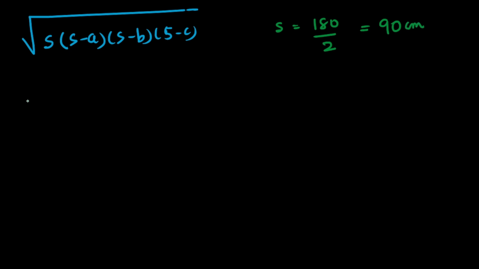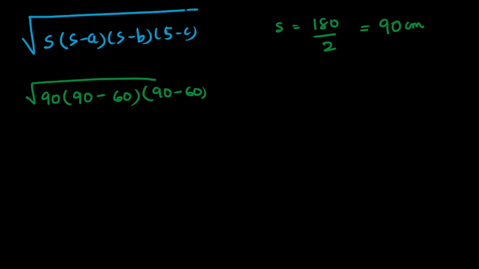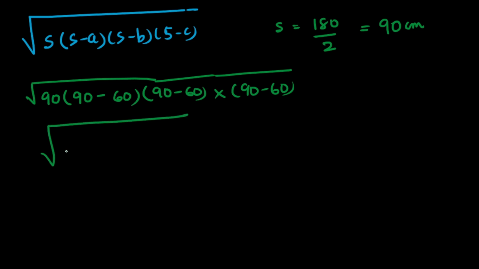Now we'll substitute over here. In the place of S, we will write 90 into, again in the place of S, we'll write 90 minus A. A, B, C, all of them are 60 centimeter itself. So we'll write 60. Again, you will have 90 minus 60 into 90 minus 60. Now we have to simplify this. You know that 90 minus 60 is 30. This bracket also, if you solve it, is again 30. 90 minus 60 is again 30.